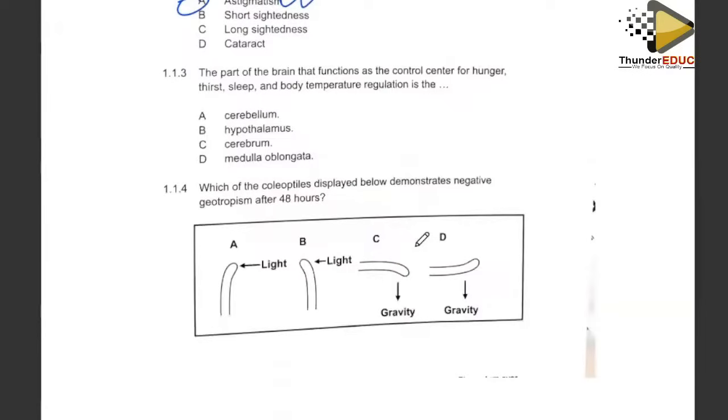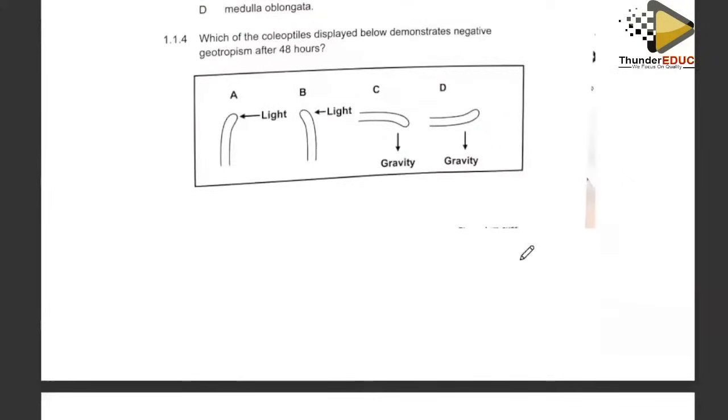The part of the brain that functions as the control center for hunger, thirst, sleep and body temperature regulation is, remember we said that body temperature, thirst, hunger, sleep and emotions are all controlled by one part of the brain called the hypothalamus. There is not too much discussion about it here, but if you studied the brain, you have to know the function of the hypothalamus. We go to the next question, 1.1.4.